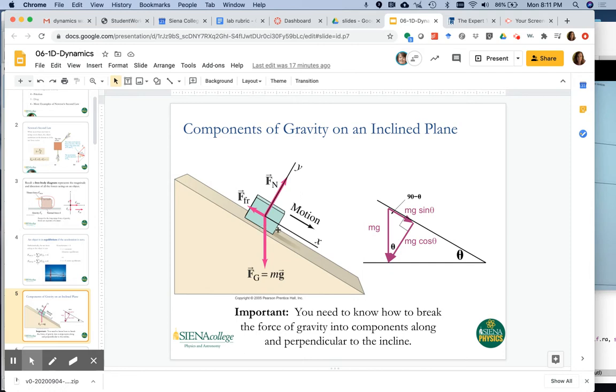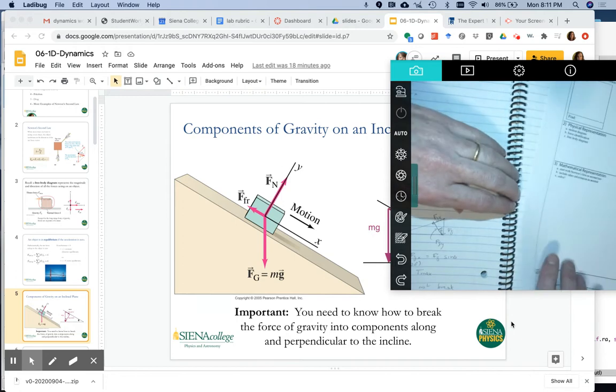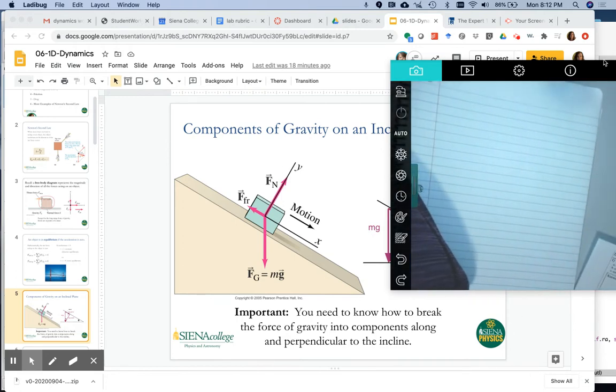And that's fine in terms of the friction being in the x direction and the normal in the y, but the force of gravity is actually not in just x or y. It has components in both directions. So let me actually just draw this for you here. It's very important that you know how to break gravity into its components on the incline.